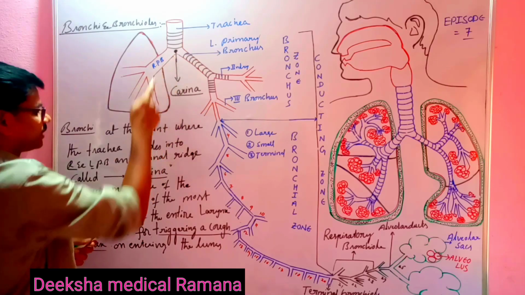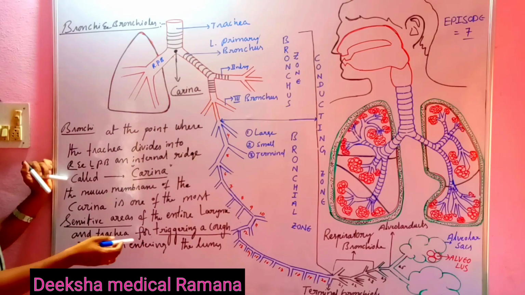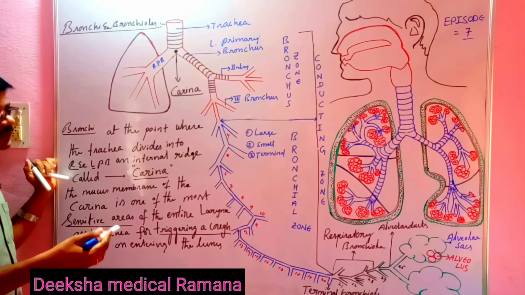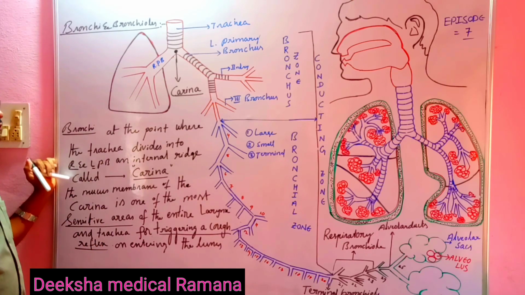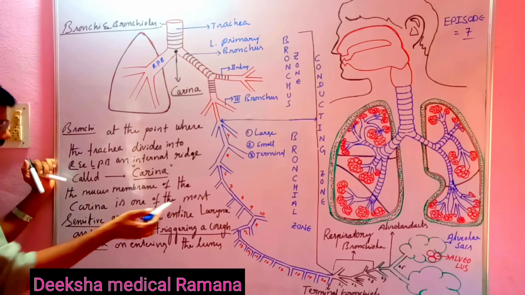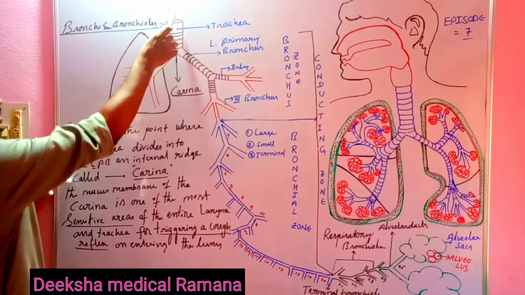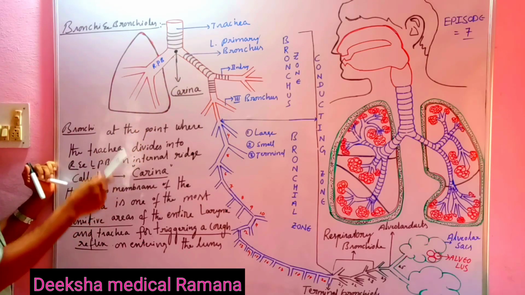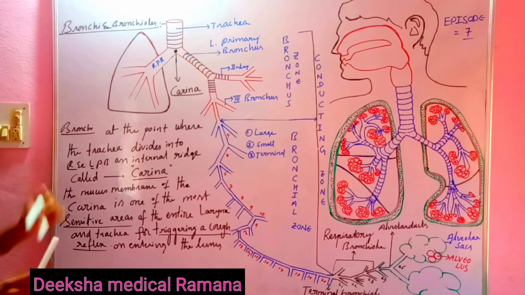The carina plays a very important role in the cough reflex. That means it makes us cough without our knowing it. That's why it is the most sensitive area compared with the larynx and trachea. It is the more sensitive area for the cough reflex. I hope you understand.